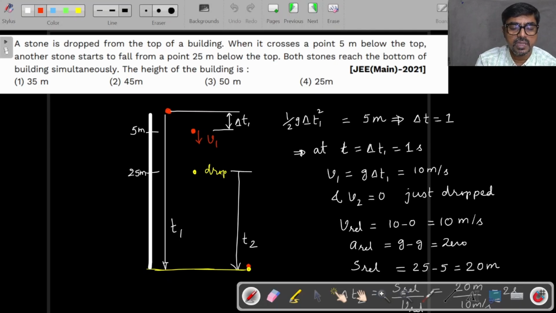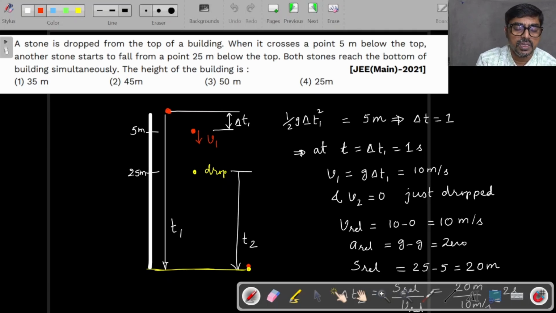So at this moment this second stone has got 0 velocity, the first stone has got v1 velocity because it has travelled 5 meters there in delta t1 time. So actually you can use a kinematic equation to find delta t1. Half g into delta t1 square equal to 5 meters, you will get delta t1 equal to 1 second. It's very simple, it's very commonly used in vertical motion. So time taken, we got 1 second. At 1 second, what will be the velocity of the particle? You can calculate, that's 10 meter per second.